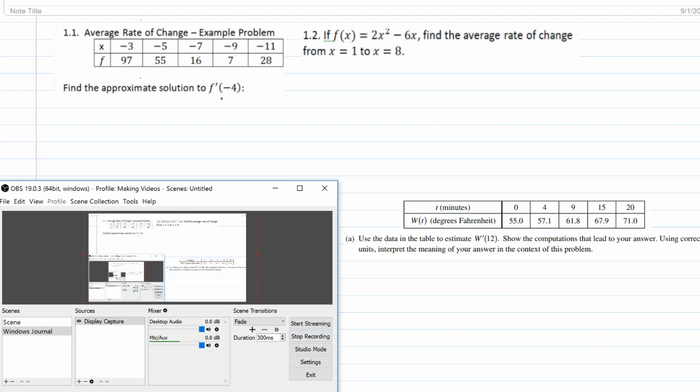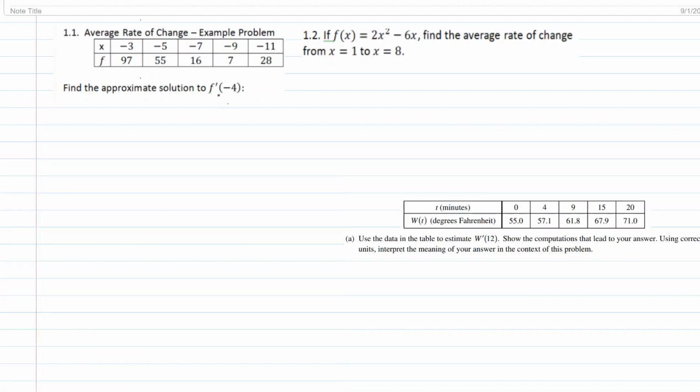Section 1, Average Rate of Change. So, this is our very first calculus section of the year. It's actually on the AP test. It's something we have to worry about. And it's also something we've been doing since pre-algebra.